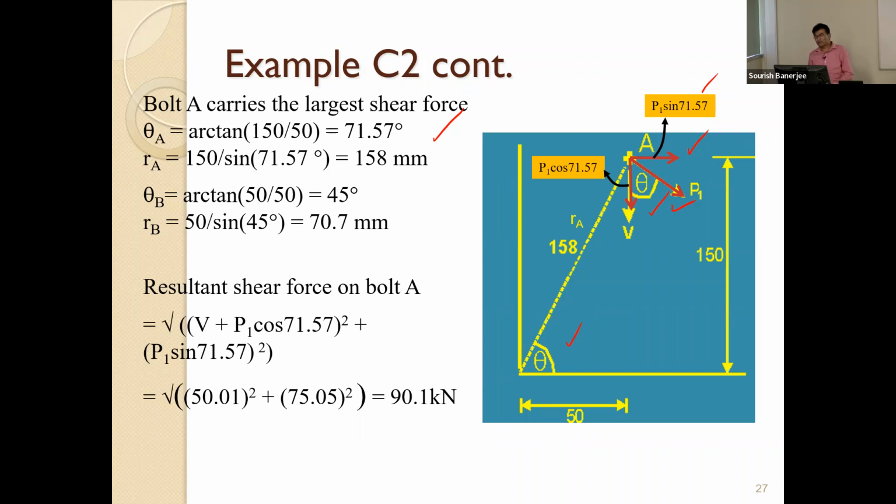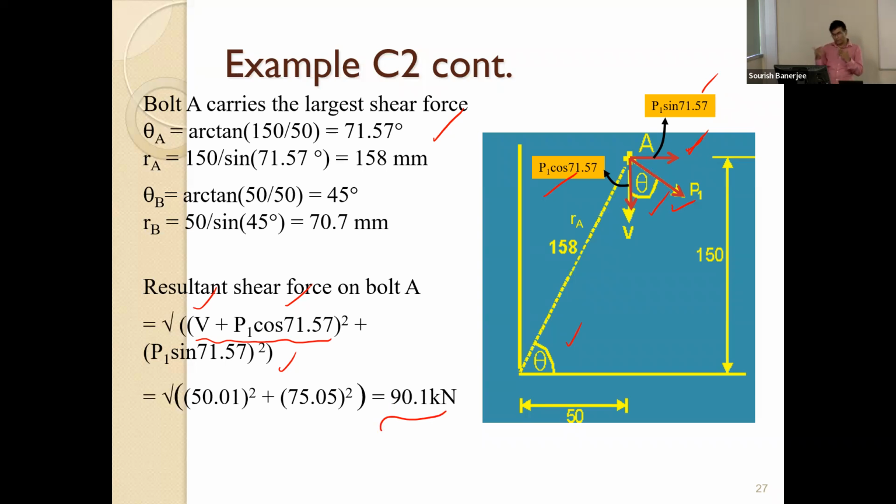Now, what is the resultant shear force on bolt A? Because it is already carrying a direct shear force, which is V, 25 kilonewton, plus this component. You have to add them together, because they are acting in the same direction. That is very easy. One can just add them and calculate the vertical shear force acting on bolt A. And then you have a horizontal shear force acting on bolt A. Then you again use Pythagoras theorem to calculate the resultant shear force on bolt A. And this is 90.1 kilonewton.